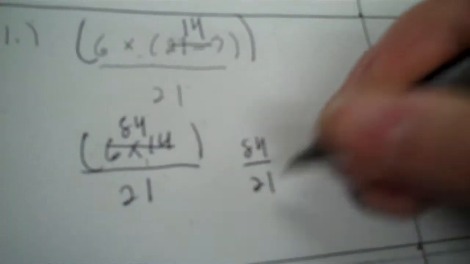So now I get rid of my other parentheses, okay? There's just one operation. 6 times 14 is 84. So I have 84 divided by 21. And then the only operation left after the parentheses are gone is to divide. So that one's 4.